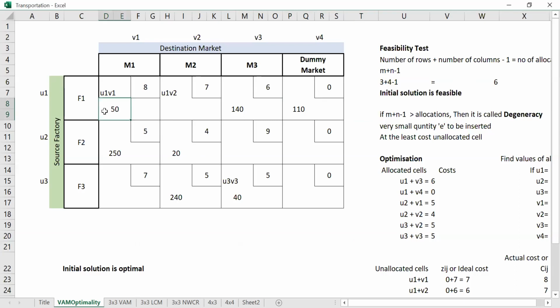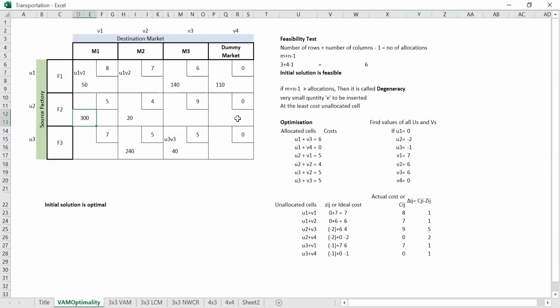So if I add 50 units here, I need to reduce it somewhere else in this market or in this factory, because the total supply available is limited. So let's reduce it here. Since I added here, I also reduced the supply from some other factory, because the total must again equal 300. It should not change. So I'm just repeating. I'll undo some of these things I've done.